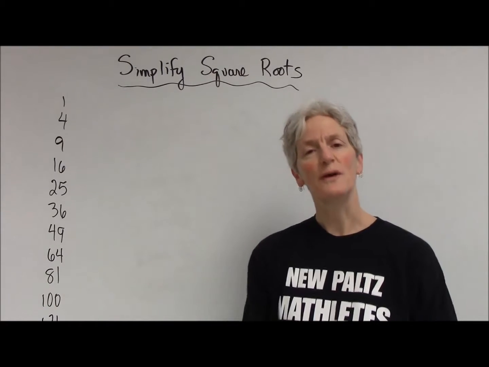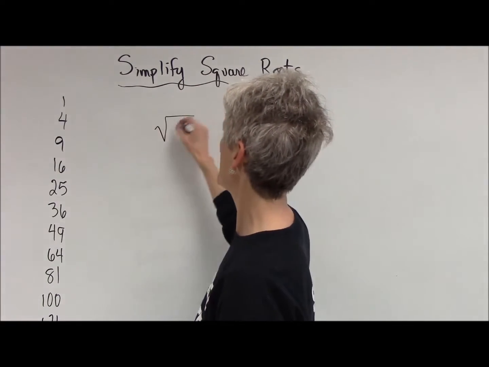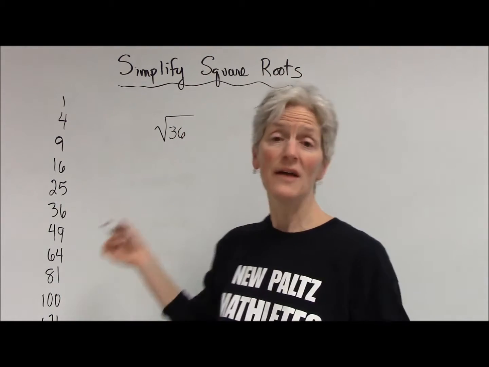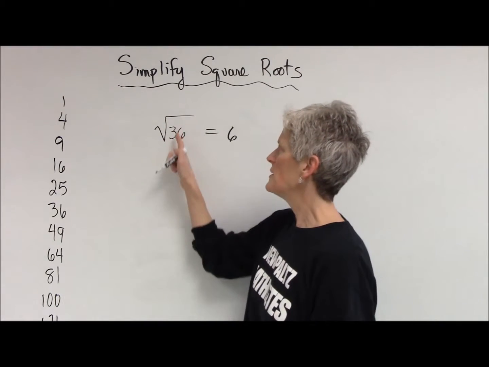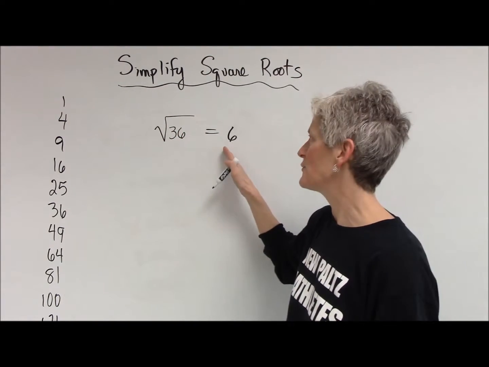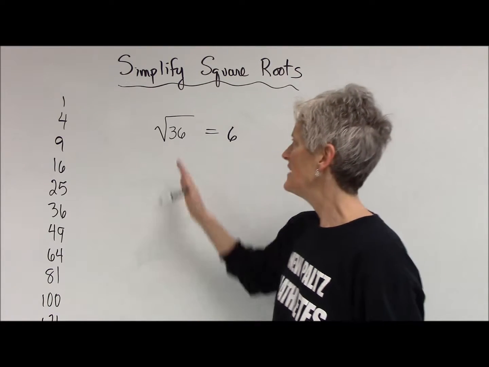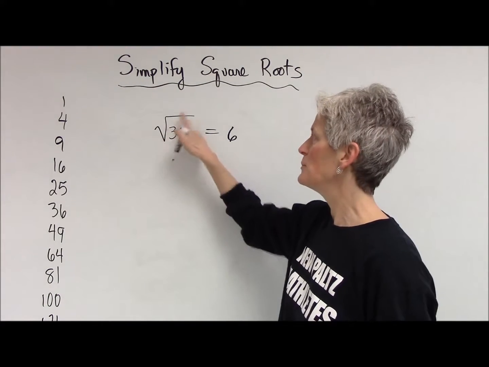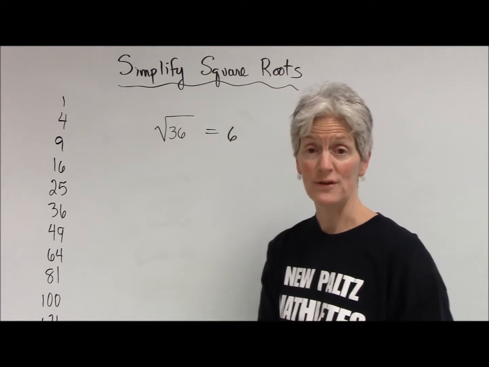About simplifying square roots. We've been doing this for quite some time. For example, if I have the square root of 36, well, that equals 6. Okay? That square root symbol is defined to equal the positive root. I know some of you might be thinking, well, can it be 6 or negative 6? And the answer is, well, no, because that symbol, by definition, means what is the positive root of 36.